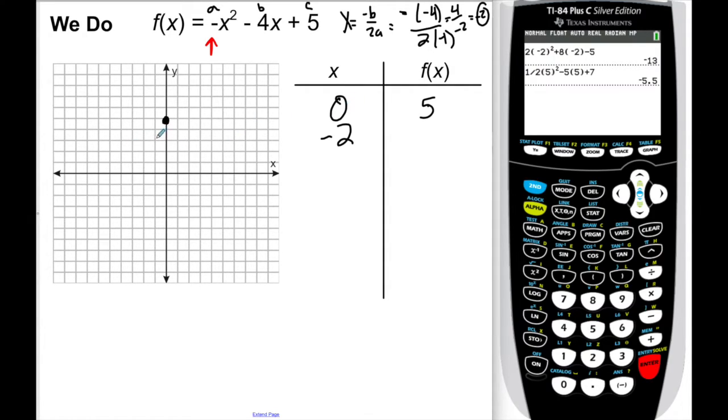Okay. Now, negative 2 represents that special kind of symmetry. So what other x has to have the same y as 0? It has to be negative 4, because 0 and negative 2 are 2 away from each other, and negative 4 and negative 2 are 2 away. And remember, that works only because negative 2 is the vertex. So these are the same distance away from negative 2, so their y's have to be equal. Okay, we know that about a parabola. So negative 4 also has to have a y of 5.